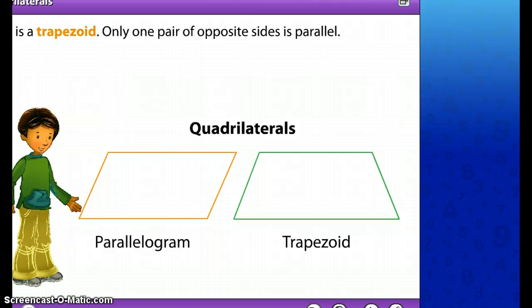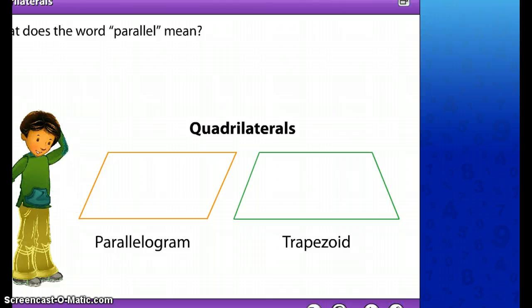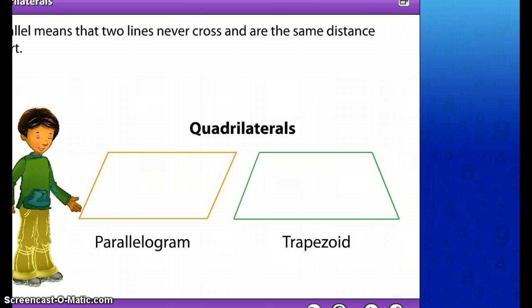This is a trapezoid. Only one pair of opposite sides is parallel. What does the word parallel mean? Parallel means that two lines never cross and are the same distance apart.